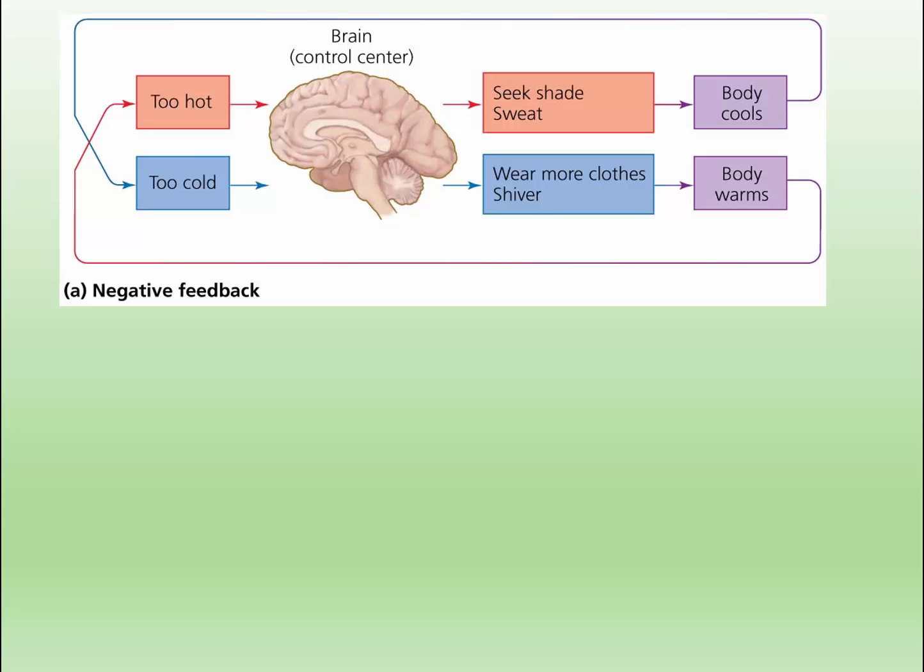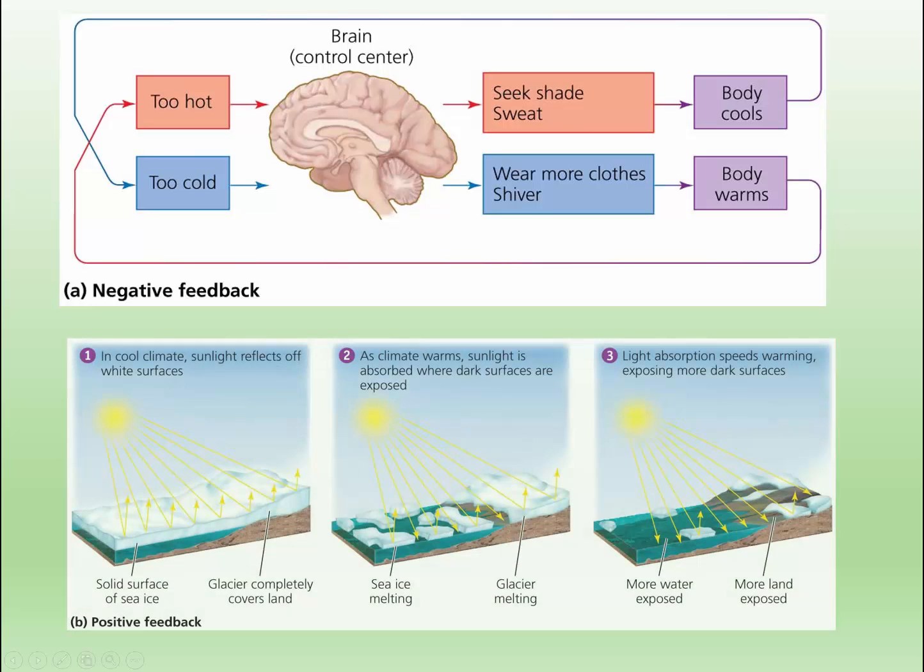Do you see how the system changed directions? A positive feedback loop is when the output feeds and drives the cycle to continue along the same path. An example of a positive feedback loop is sunlight melting snow and ice in a warming climate. In cool climates, the sun is reflected off of white surfaces, such as snow and ice.